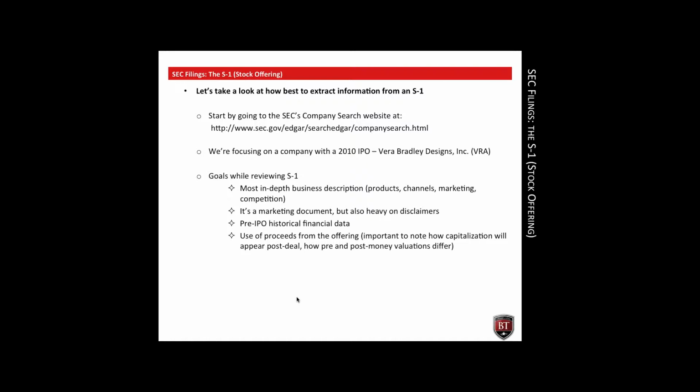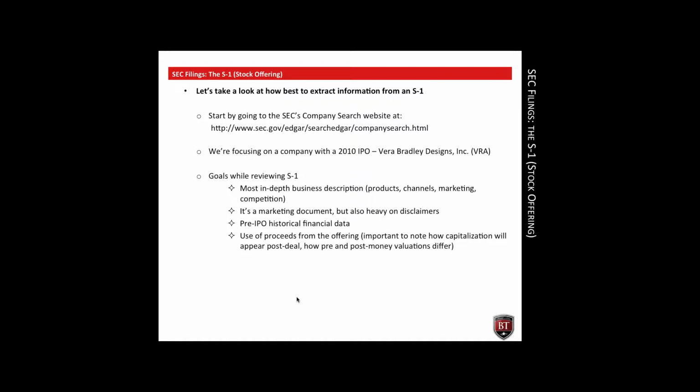Our goals while reviewing the S1 are to get a really in-depth business description in terms of products, channels, marketing, competition, and we're going to see how the S1 is a marketing document but also heavy on disclaimers. You'll see a lot of the same information in the S1 as you will in subsequent annual reports. That shows that a lot of work went into compiling the text and the images and the framework for the S1, and that was done by the banking team, the legal team, and company management during the IPO process.